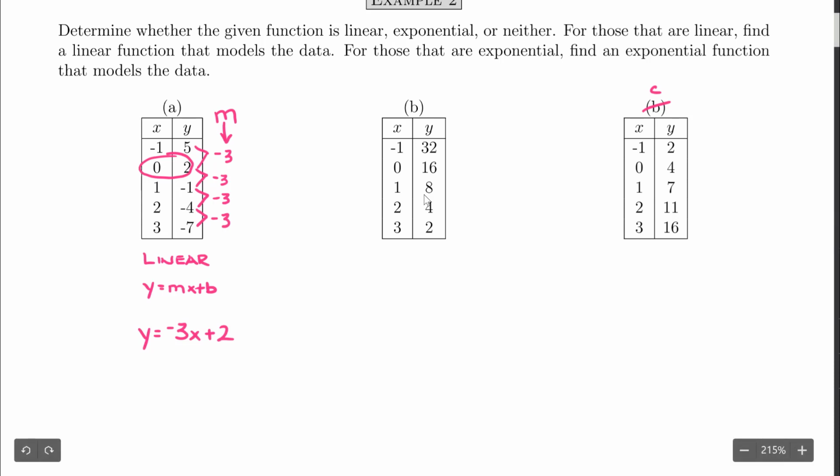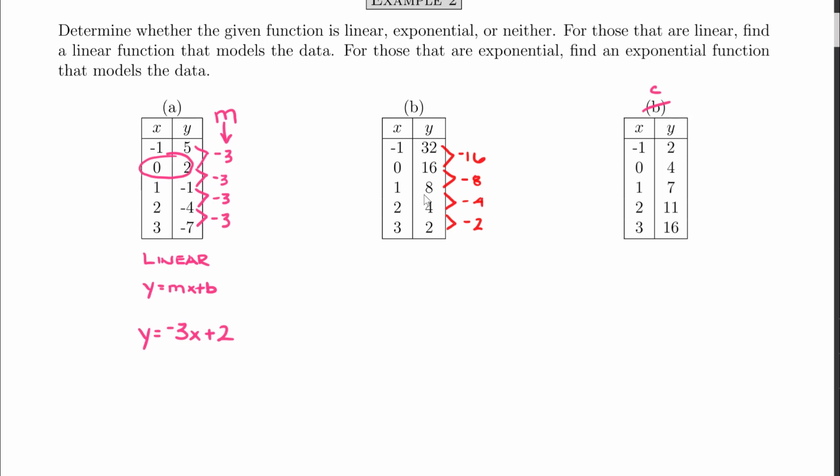For part B, we're going to do the same thing. Let's compare our y values. So we reduced by 16. But here we reduced it by 8. Here we reduced it by 4. And here we reduced it by 2. Well, what that tells us is that this is clearly not a linear function because the change in y is not constant. So what we have to do next is take a ratio of the differences in the y values.